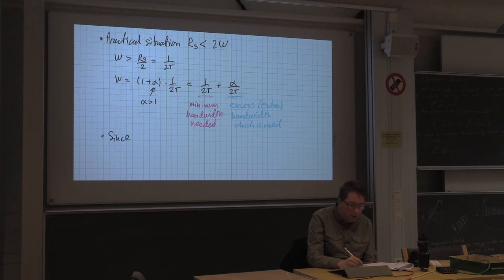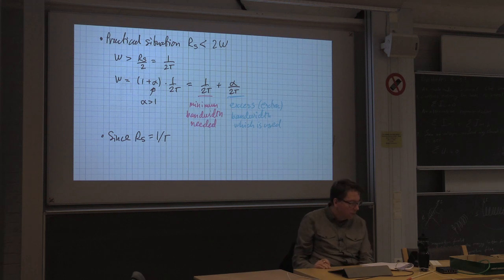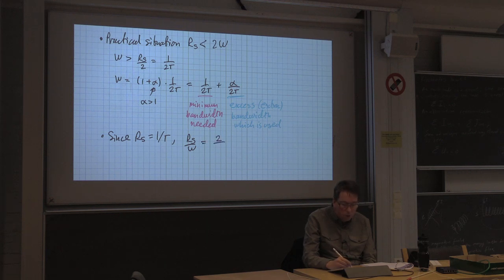Now, since Rs is equal to 1 over T, we can write Rs divided by W, and then we just use the formula that we had above, and we get that to be 2 over 1 plus alpha. I just used this formula above and wrote it like this instead.